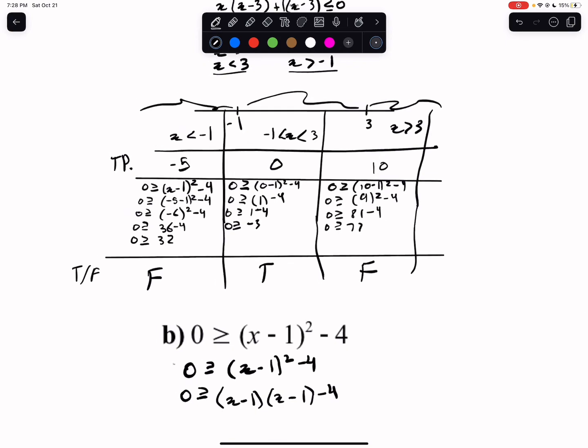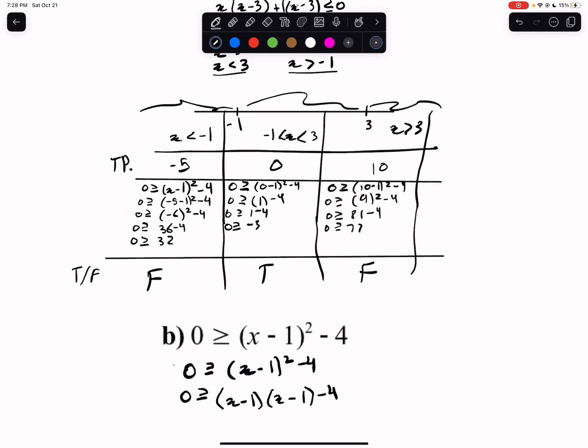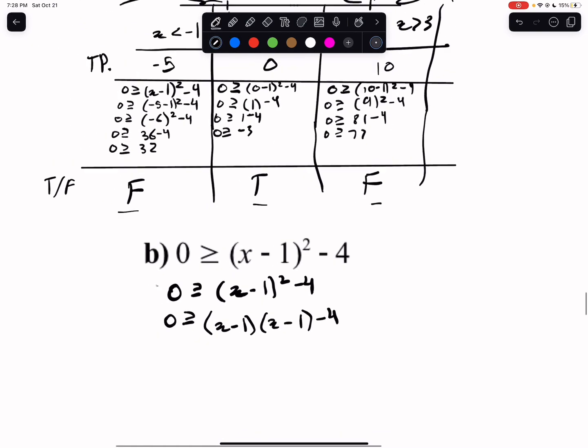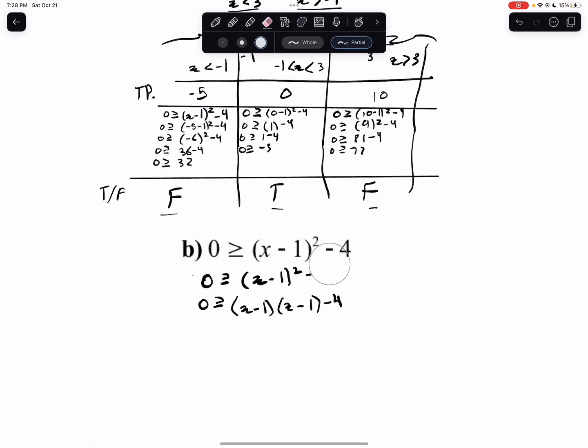And we know we are doing everything right so far as long as we have false, true, false. If it was something like false, false, true, or true, true, false, you would know it was off.